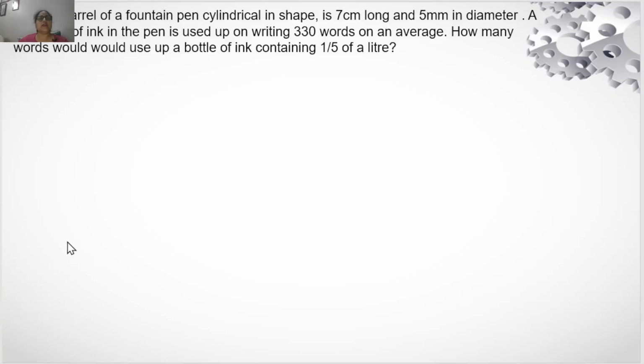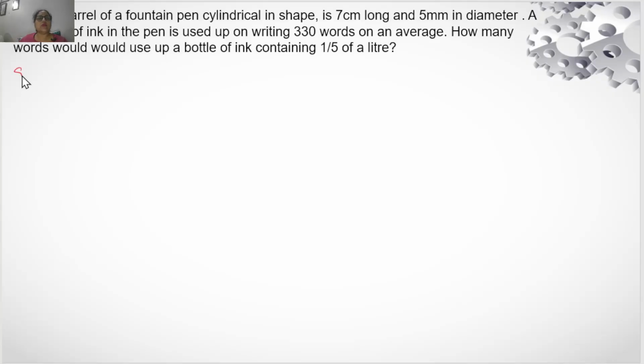The question says the barrel of a fountain pen. I think everybody knows what the barrel is. Nowadays you all have the V7 pen, Trimax pen. So in that Trimax pen or V7 pen, there is a cylindrical shape in which ink is filled. So that is known as the barrel.